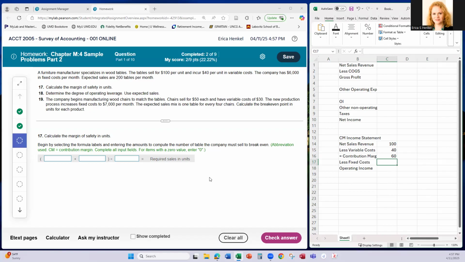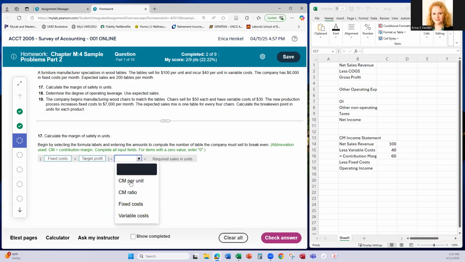Okay, so first we have to calculate our required sales in units, just like we did in our previous problem. Sorry, I had to read that for a second. So the first step to calculate margin of safety in units is to figure out the number of units we need to break even. So we're going to take our fixed costs, which are $6,000, and add to that our target profit, then divide that by contribution margin per unit, just like we did in the last problem.